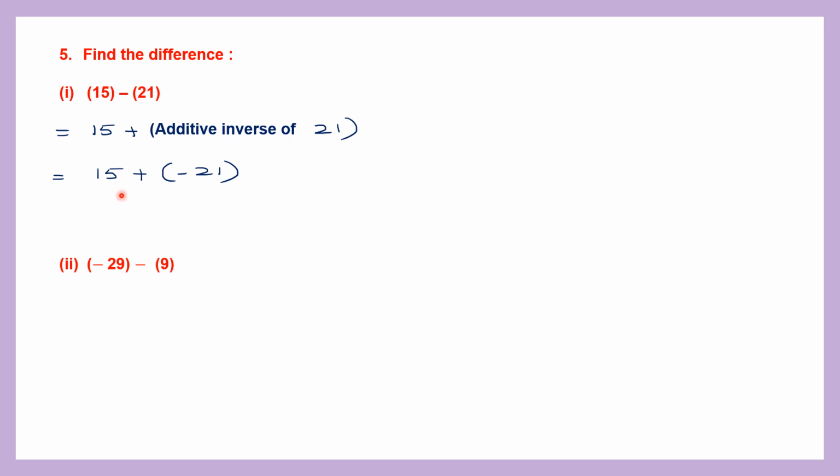Let's add. Let's follow the rules of addition. When you do addition, remember you have to look at the sign. This is a positive sign, this is a negative sign. That means signs are different. When signs are different, we have to subtract. But what sign do we put? We put the sign of the bigger number, and the bigger number is 21. So the sign will be minus and we subtract, that is 21 minus 15. So we have a negative sign there. 21 minus 15 is 6. So our answer here is negative 6.